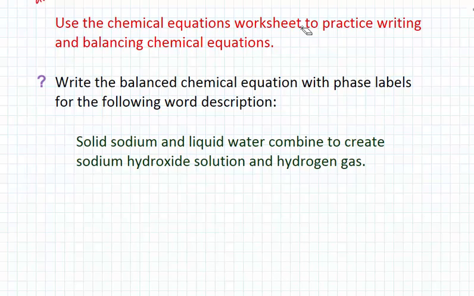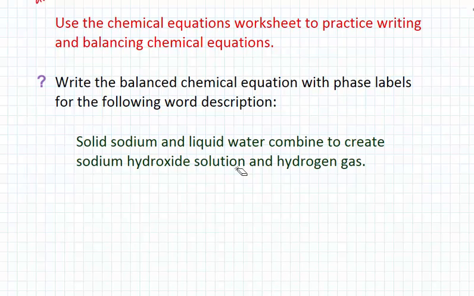Another skill to have is taking a written description of a chemical reaction and translating that into a balanced chemical equation. So in this question, I want you to write the balanced equation with phase labels for the following word description. So that will require translating each of these substances into their chemical formulas. So first worry about writing chemical formulas for these. To identify where the arrow is, look for sort of the verb of the sentence, right? We've got these things, they're combining to create, and now we're talking about the products.